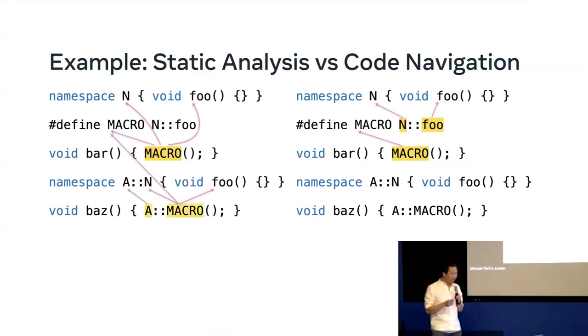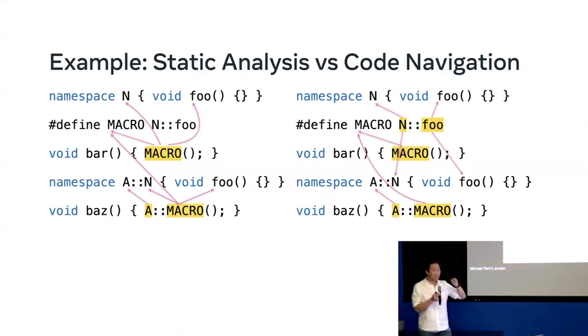Okay, so on the left, because we're retrieving precise information, we have that baz calls a::n::foo, whereas bar calls n::foo, right? I should just say a::n::foo and n::foo or something. This is getting a lot of colons in here. But on the right, if we collect that stuff, we're going to end up with n::foo inside the macro, pointing to 2 namespaces and 2 function foos, right?